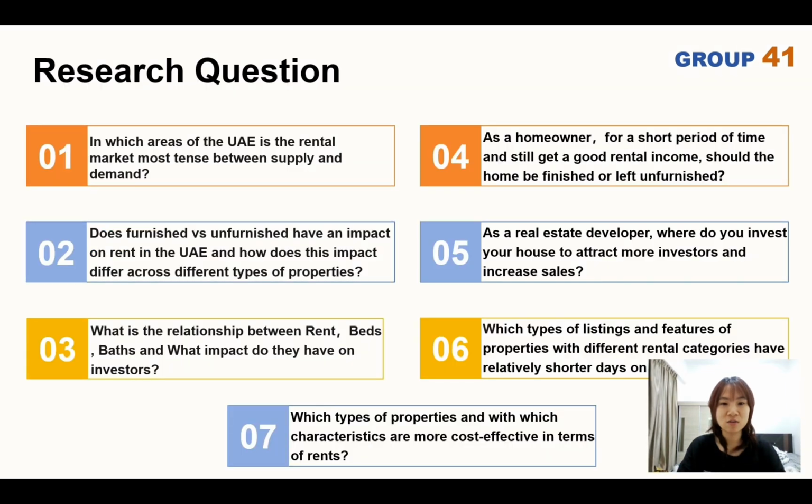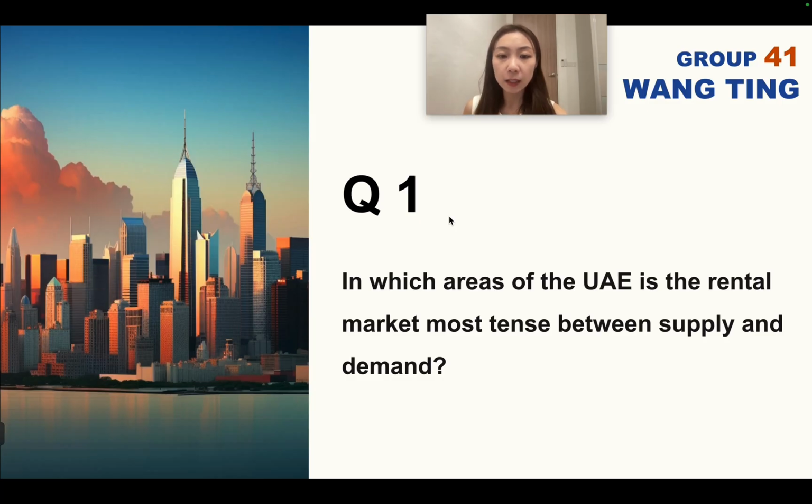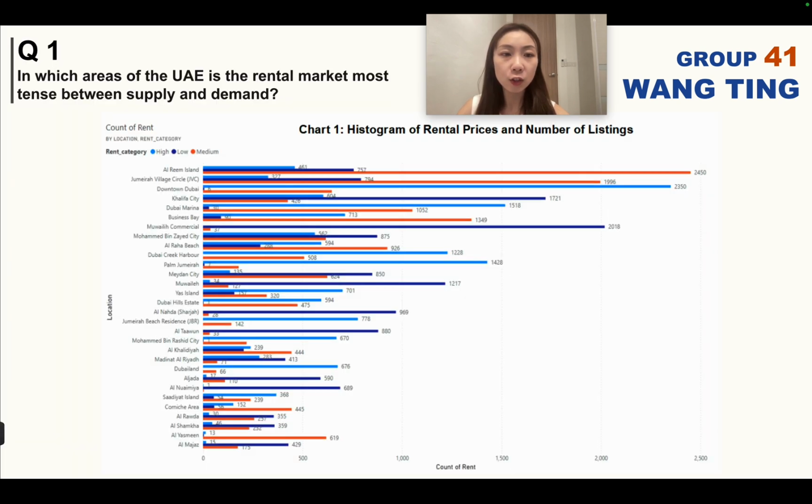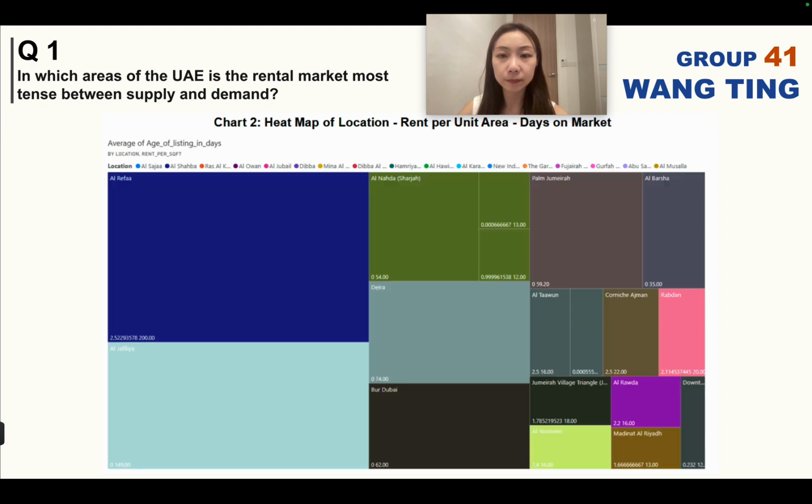Now it's time for our group members to present their questions. Question 1. In which areas of the UAE is the rental market most tense between supply and demand? This chart visualizes the average rent price versus the number of listings of each area. We can identify areas with high rents but low listings, indicating tight housing supply and demand.